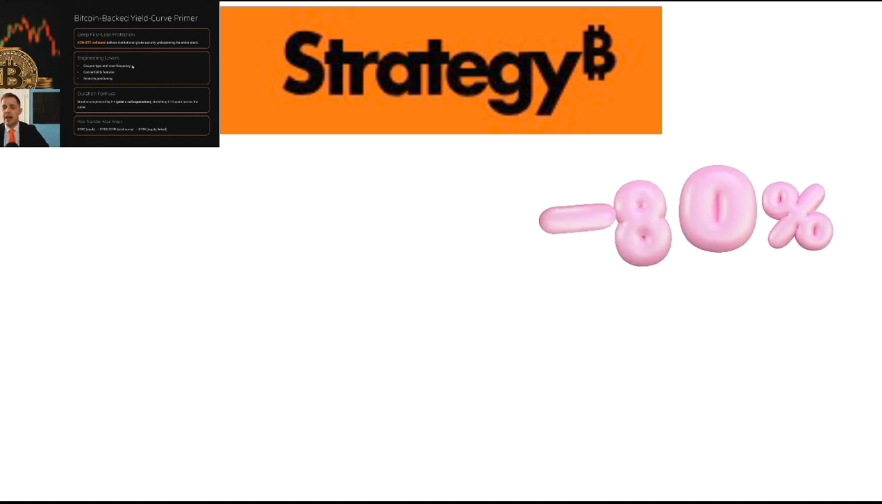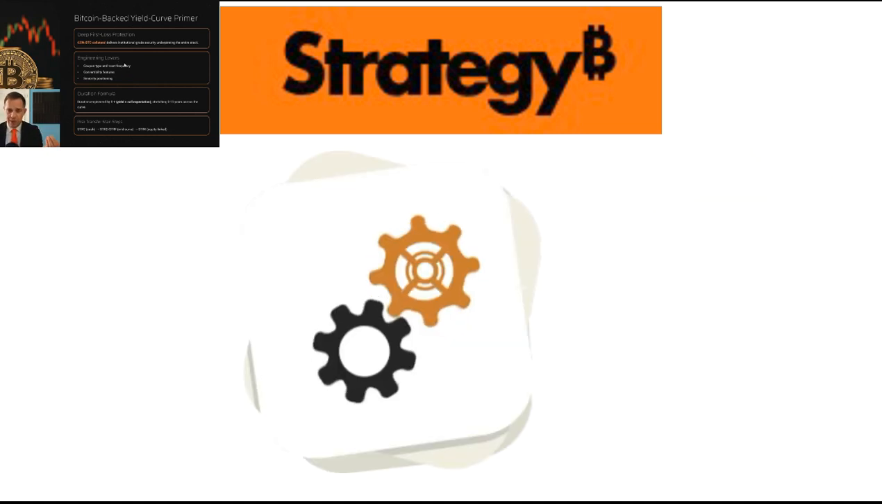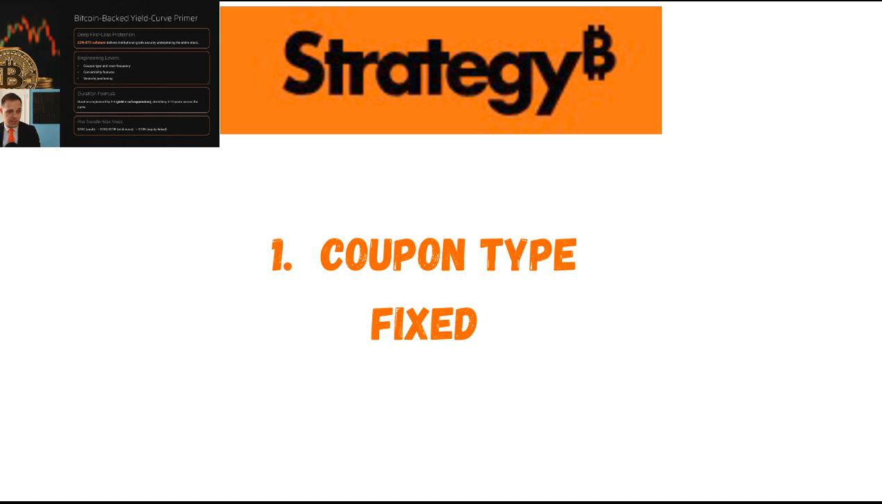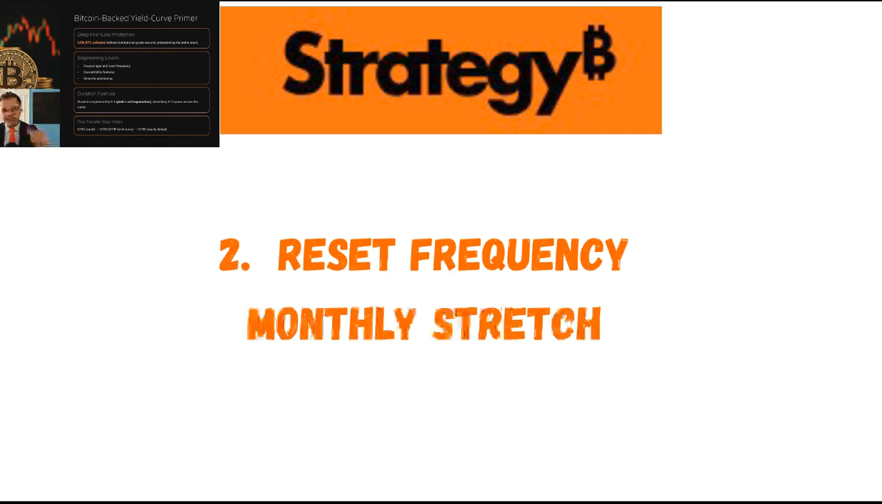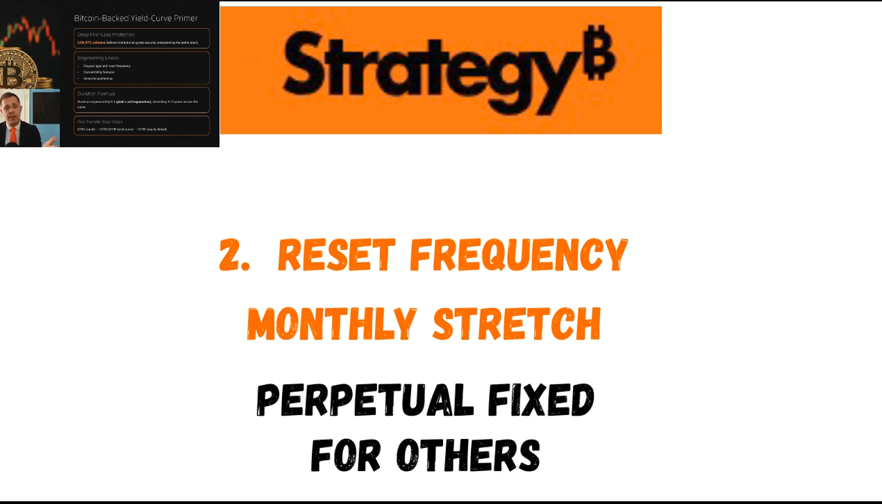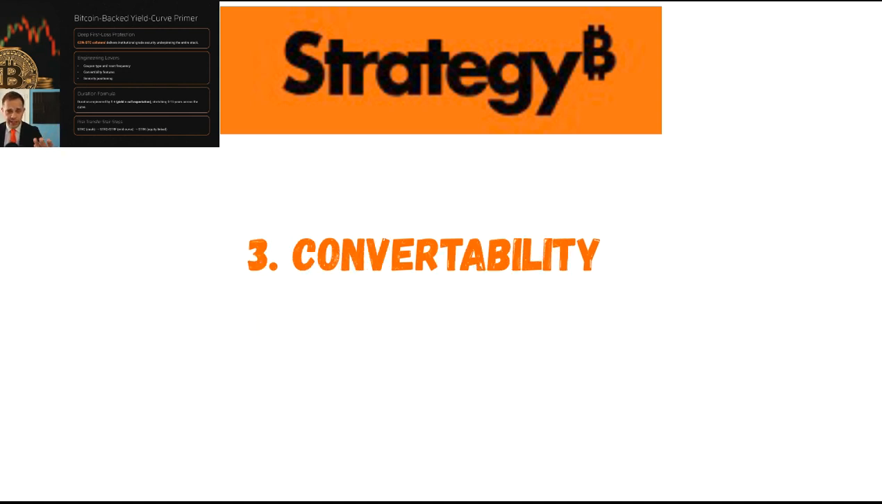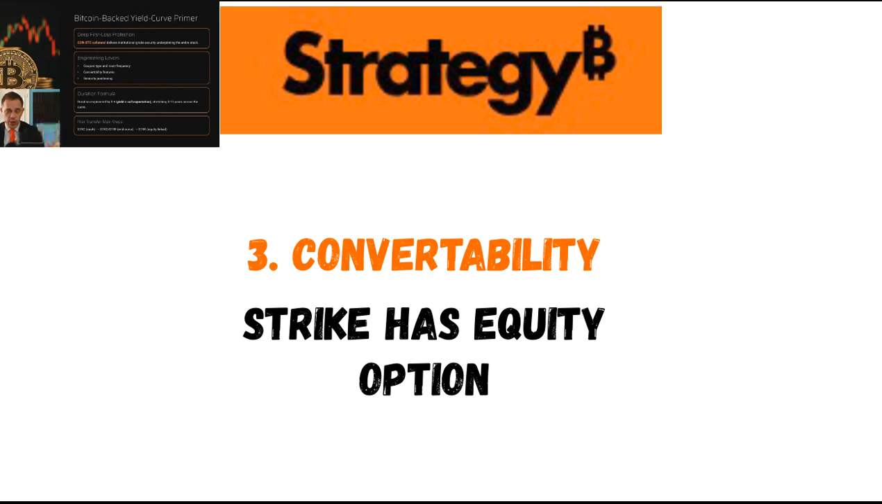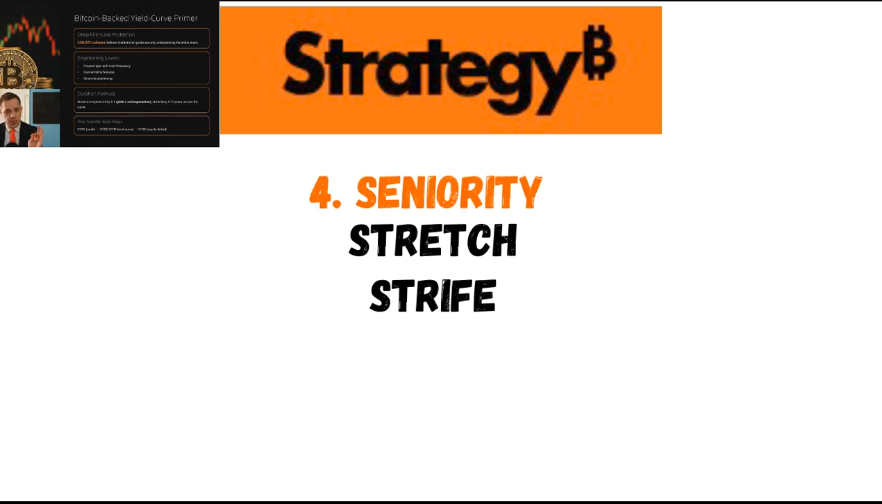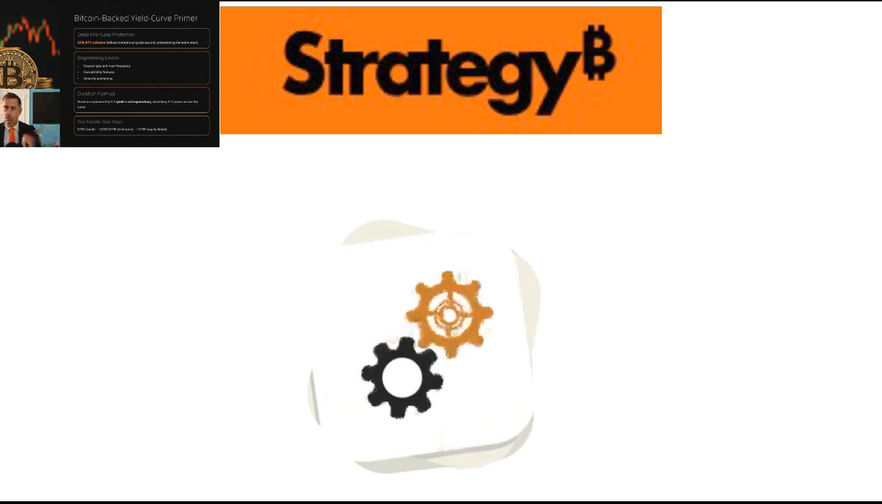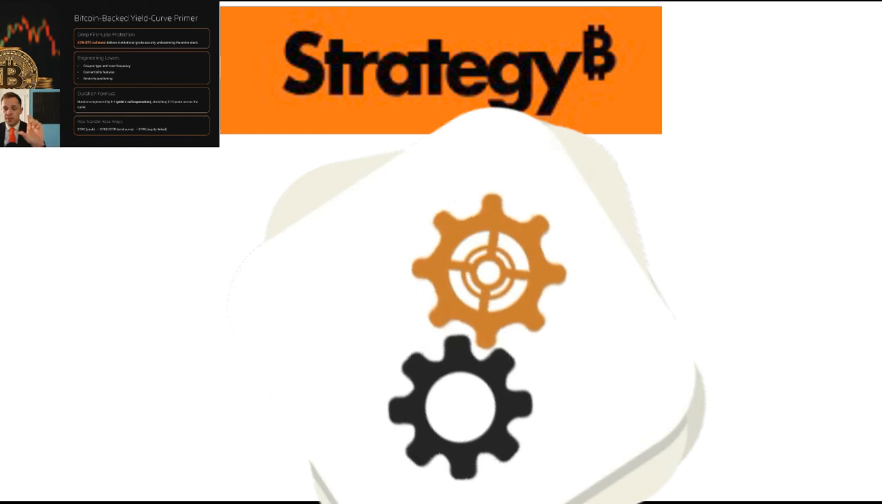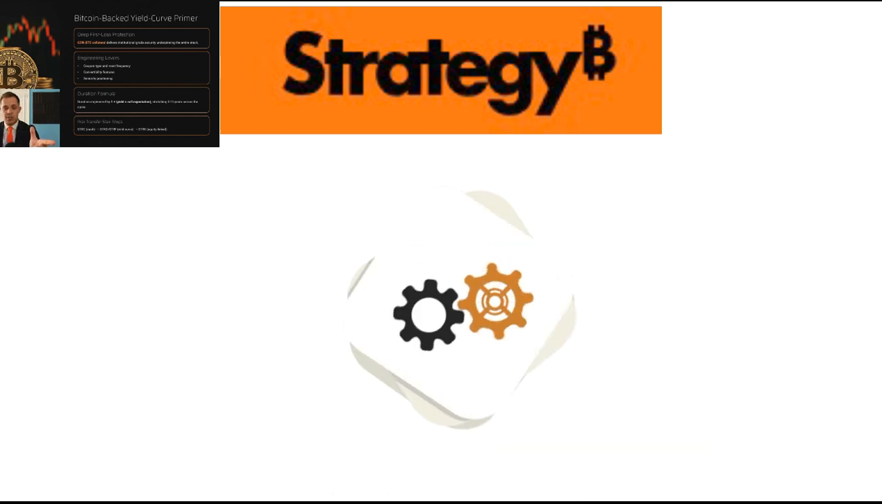Second, we have different engineering structural levers. 4 design dials let Strategy fine-tune each security. Number 1 is the coupon type. There's fixed versus variable. Number 2, there's a reset frequency, a monthly reset for Stretch, a perpetual fixed for the others. 3 is convertibility. Only Strike has the equity option. And number 4 is seniority. The Stretch and the Stride are the top tier, and the Stride and the Strike are sitting notches lower. So changing these settings moves the duration, the yield, and the optionality in predictable steps.